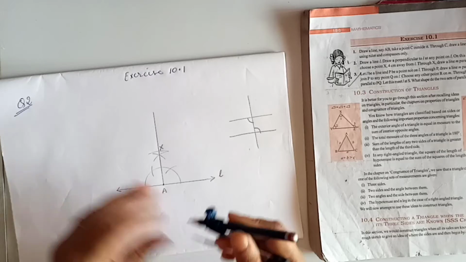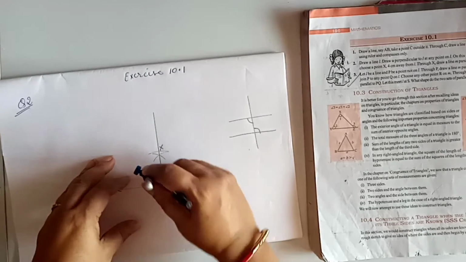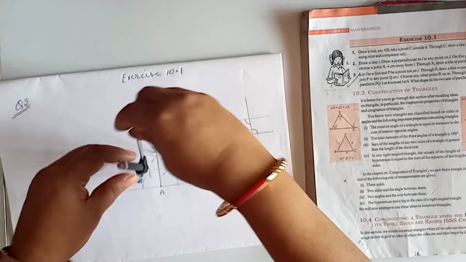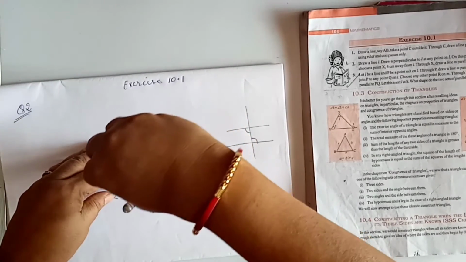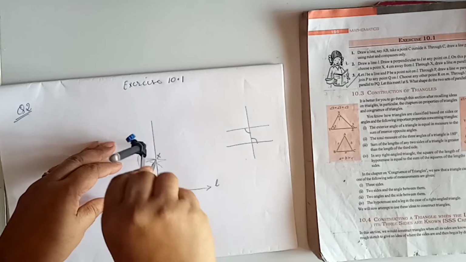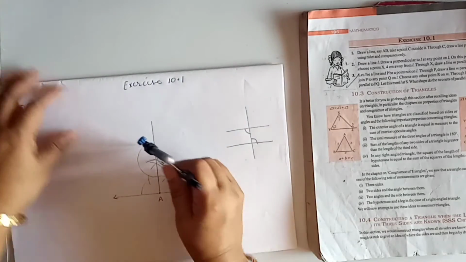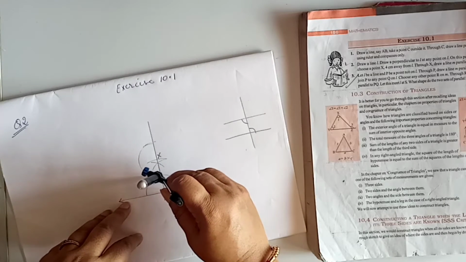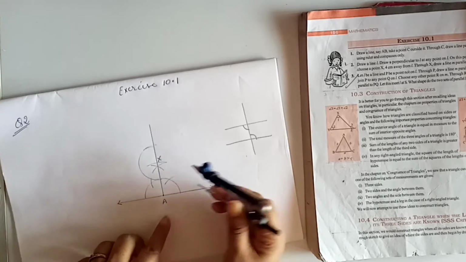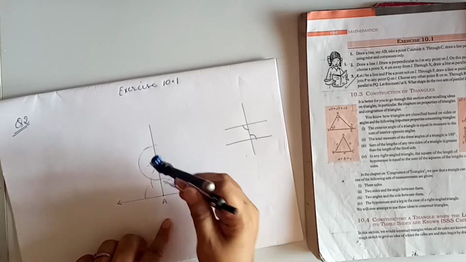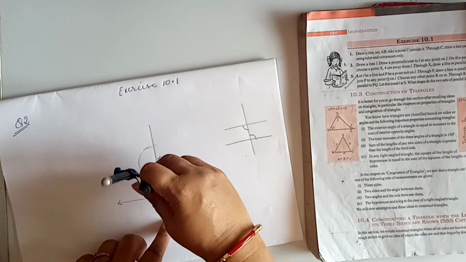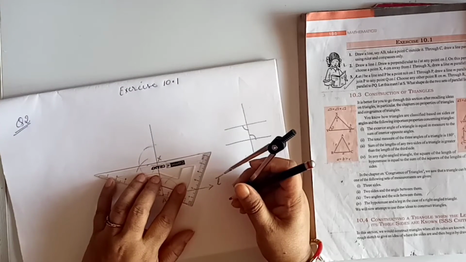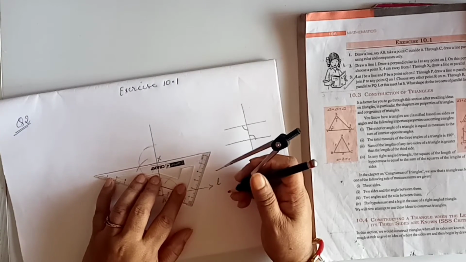What I will do, this is the arc. I will keep my rounder over here and draw the arc. Suppose I have drawn the arc like this. Now measure this point. Keep your rounder over here and measure this thing. Now keep your rounder over here and cut the arc. Now join these 2 points.